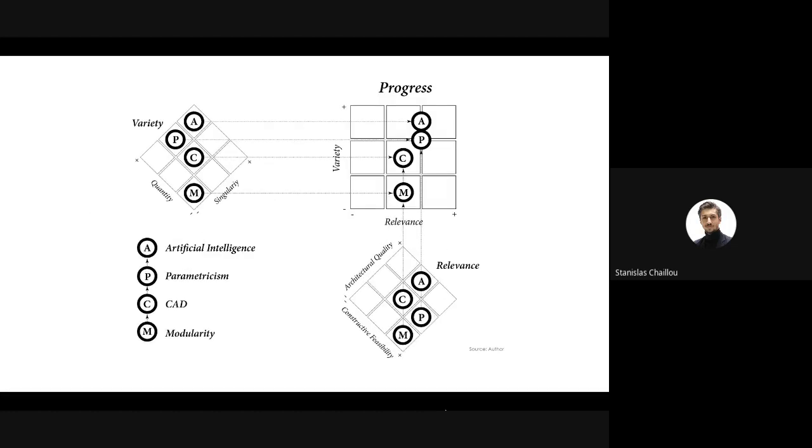So if we take those two matrices, bear with me, it's actually pretty simple. It's just a projection matrix. There's the variety matrix on the left, the relevance matrix at the bottom. I'm simply placing on them the four movements we've seen: modularity, CAD, parametricism, and AI. It's as simple as this. I've got articles online that explain why I'm putting them where they are. But if you place them that way and then project them on the progress matrix, the one that really tries to map progress, you do see some form of progress. On the progress matrix, the bottom left corner is minus minus, the worst case scenario. The upper right corner is plus plus, the best case scenario. And you do see that from modularity to CAD, to parametricism, to AI, we're moving forward towards more variety and more relevance in the things we create.